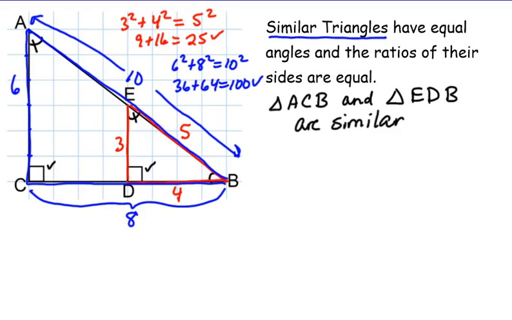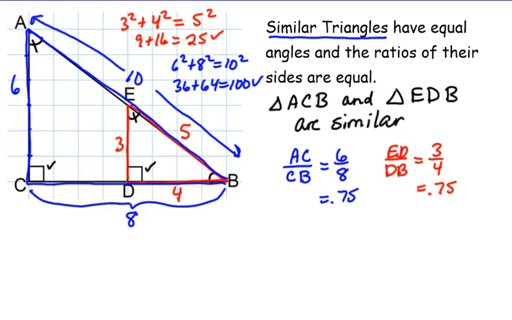So notice that if we look at ratios of sides, if we look at the shorter side, so side AC, let me put this in blue and red just to distinguish this. So AC over CB is equal to 6 over 8. If we look at the red triangle and look at the two legs of the triangle, ED over DB is equal to 3 over 4. Well, 3 over 4 and 6 over 8 are both 0.75, so they're exactly the same ratio, 75%. 6 over 8 reduces to 3 over 4.